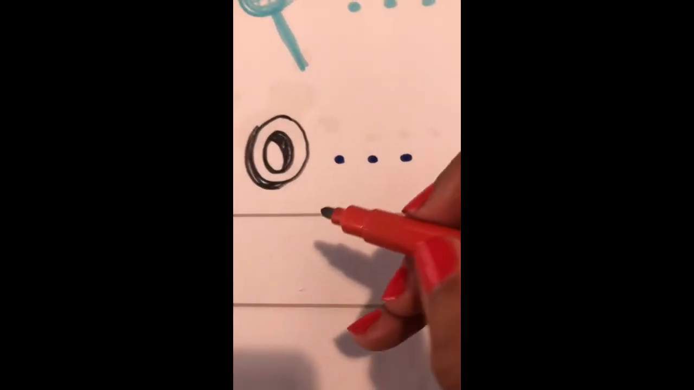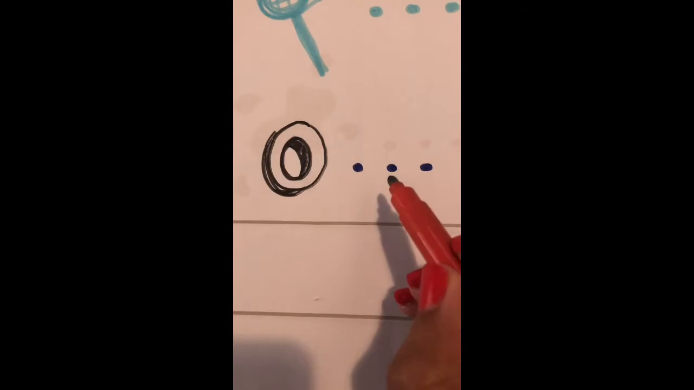Okay, we've got some N words I want you to try and spell. So this is zero, or we could say nil. N. I-L, nil. Can you write nil? Pause if you need to.